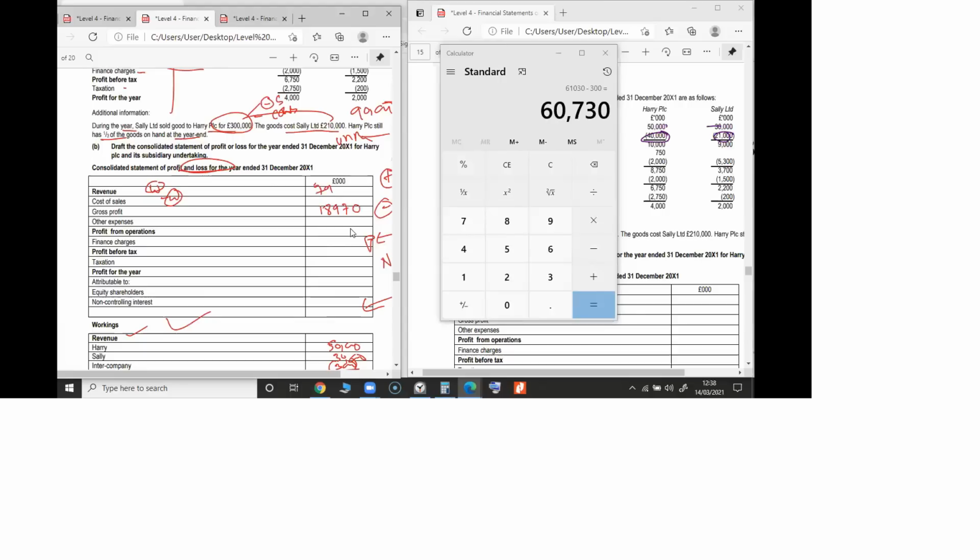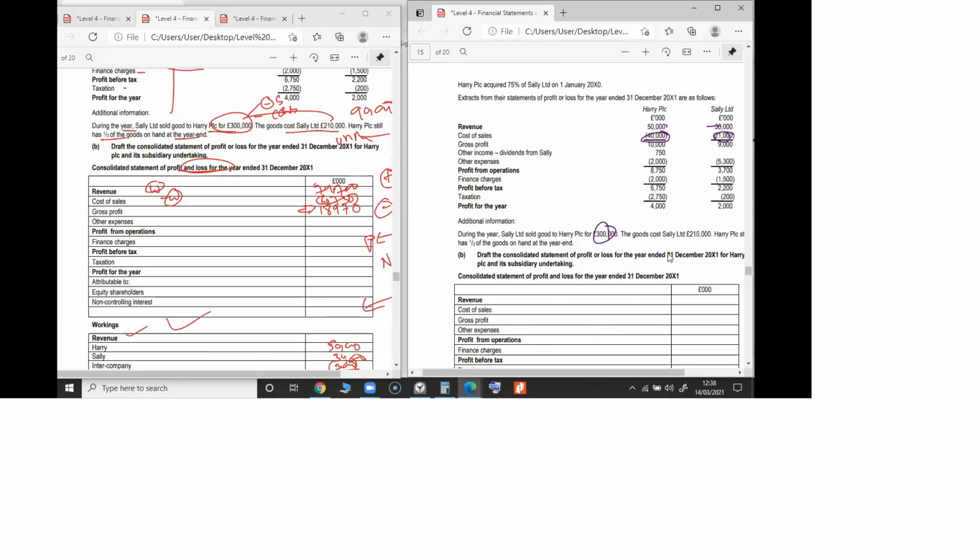Sorry, 79,700. Yeah. And 6,730. Thus, they got gross profit. Other expenses is nothing but adding up. Other expenses 2 plus 5,300, isn't it? How much is that? 7,300, right? Other expenses are here. Yeah. 7,300. Thank you. Okay. Profit from operation.